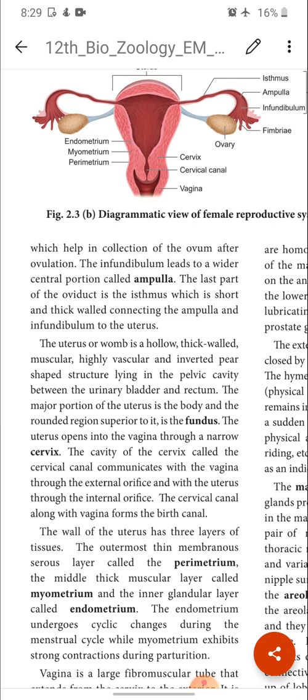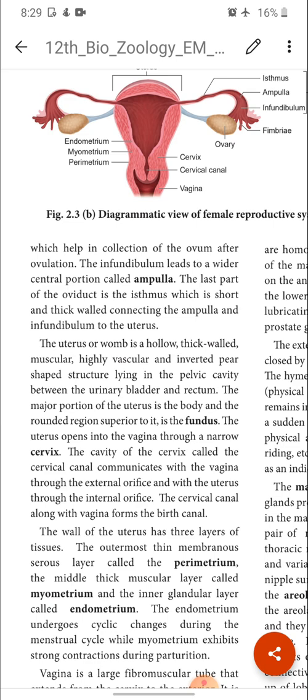Children, the major portion of the uterus is the body, and the rounded region superior to it is called the fundus. The uterus opens into the vagina through a narrow cervix. The cavity of the cervix is called the cervical canal, which communicates with the vagina through the external orifice and with the uterus through the internal orifice. The cervical canal along with the vagina forms the birth canal. So what is the birth canal? The cervical canal with the vagina together is called the birth canal.